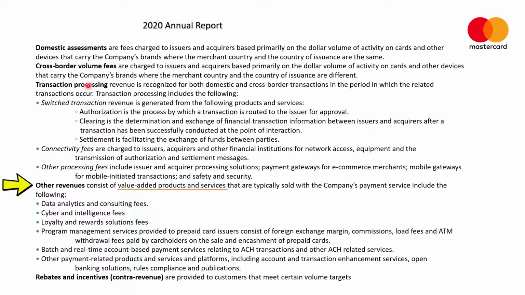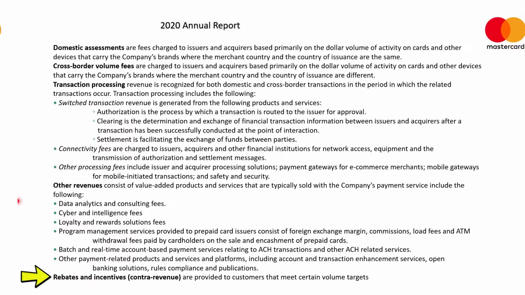These two, transaction processing and other revenues, are the ones that are growing faster, as we'll see. And then we have rebates and incentives, a deduction from revenue. This is the gross revenue, what comes from these four items, and when we deduct the rebates, we get the net revenue.